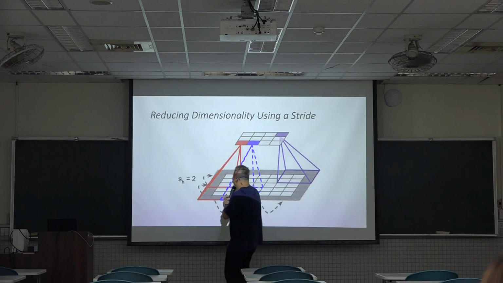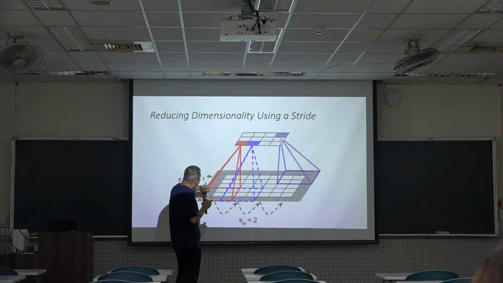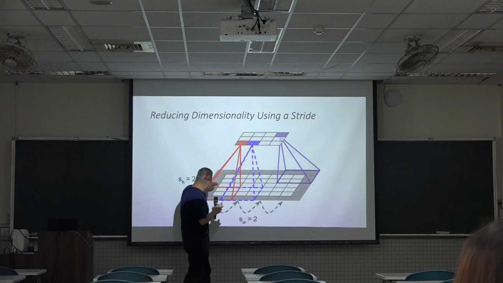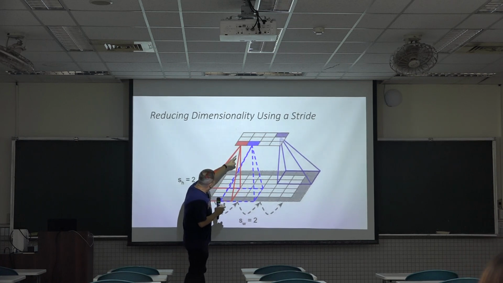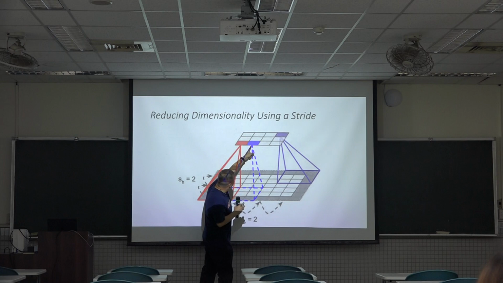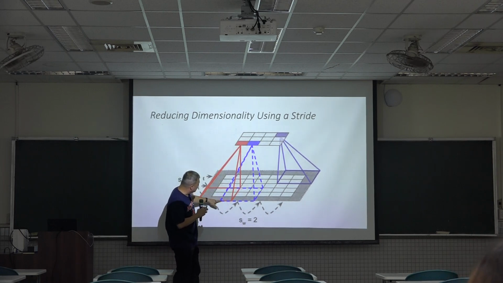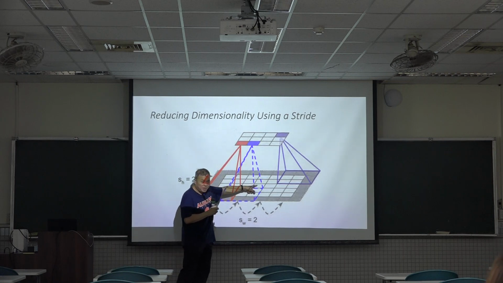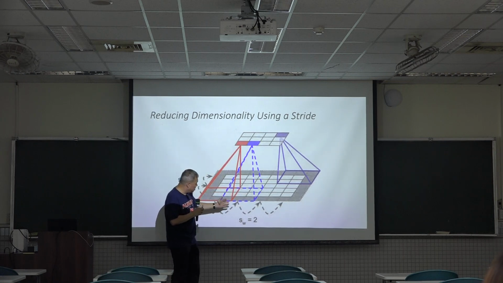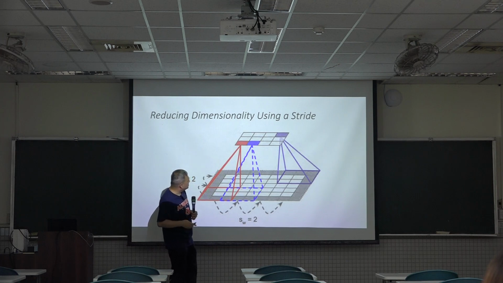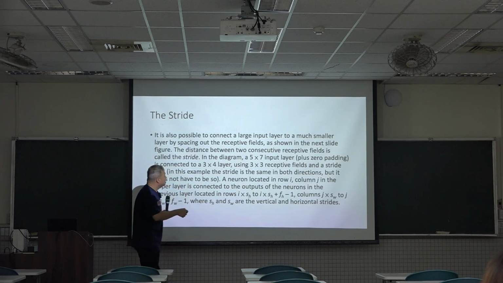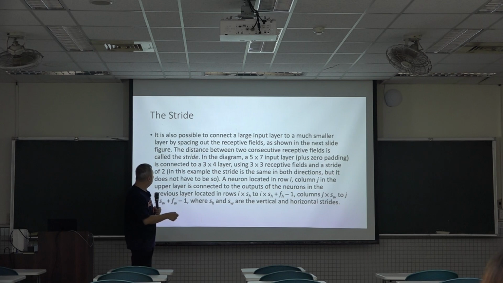Okay, you can see we still use zero padding here, but from here you can see this one is in charge of this 3 by 3. But this one, when we move one position to the right, we actually move two positions to the right in the lower layer, right? And so on. In this case, this distance between two consecutive receptive fields is called stride.